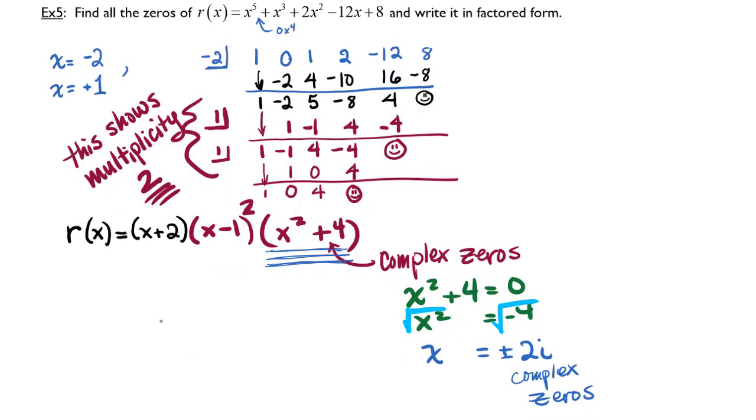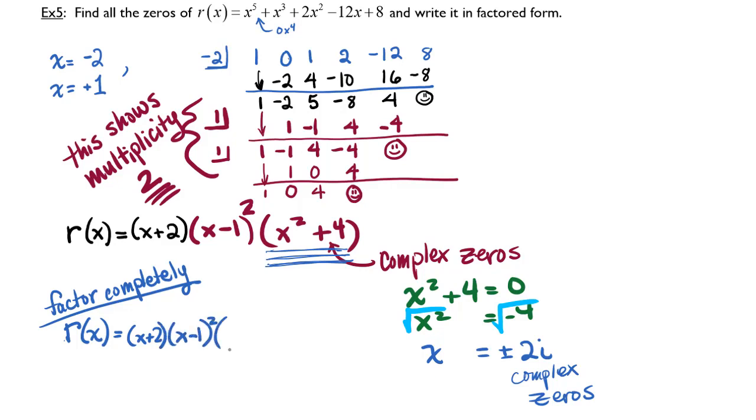So the only time you would list this as all the factors would be if it said factor completely, in which case you would write it as r of x equals x plus 2 times x minus 1 squared times x plus 2i times x minus 2i. Usually textbooks ask for just the whole integer values without the imaginary or complex portions showing, but it just depends on how the question is worded.